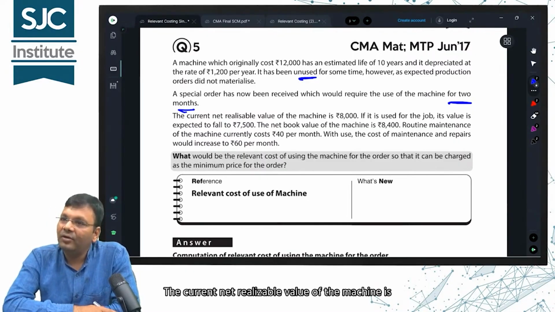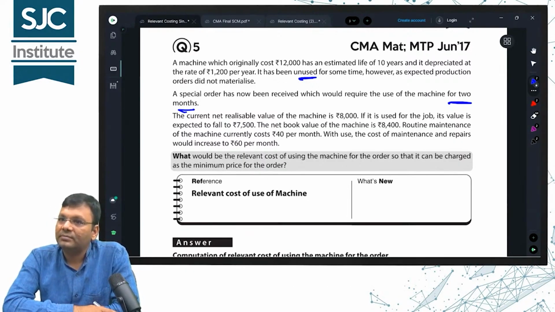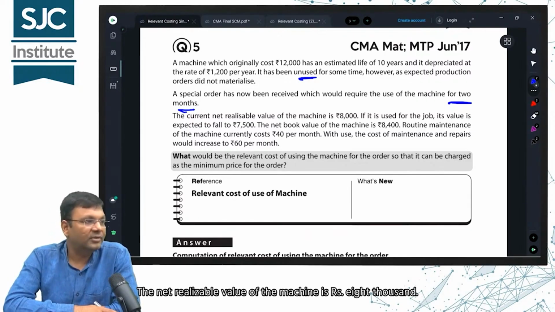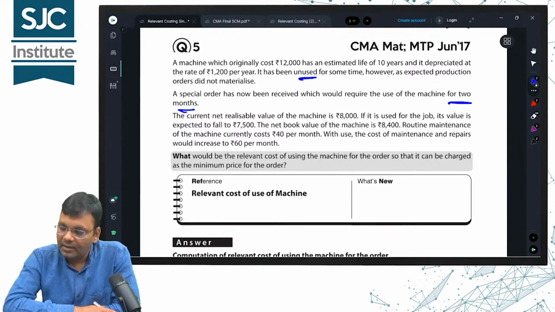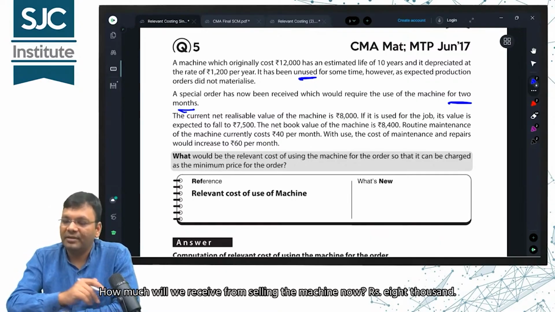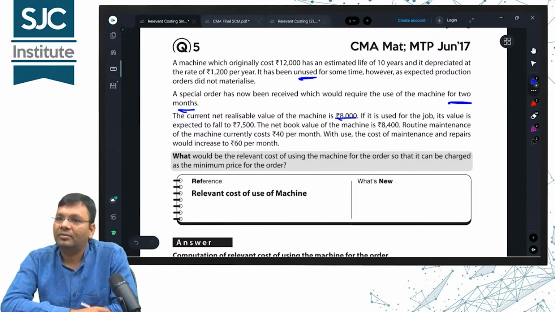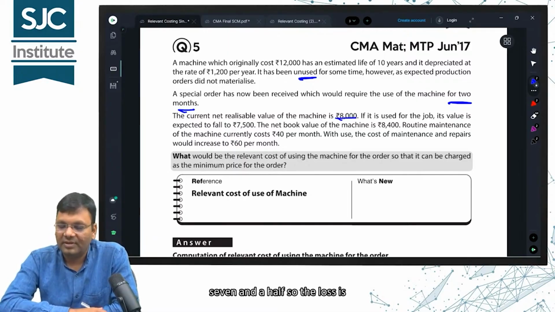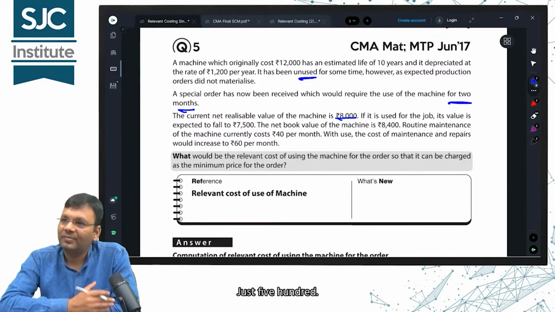The current net realizable value of the machine is, what is it written? 8,000. The net realizable value of the machine is 8,000 rupees. If it is used for the job, its value is expected to fall to 7,500 rupees. How much will we receive from selling the machine now? 8,000. After the job, 7.5. So the loss is just 500.